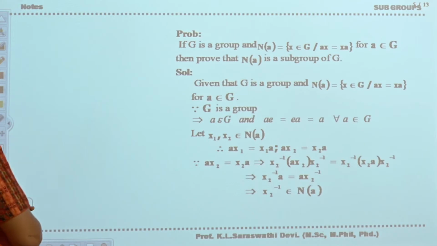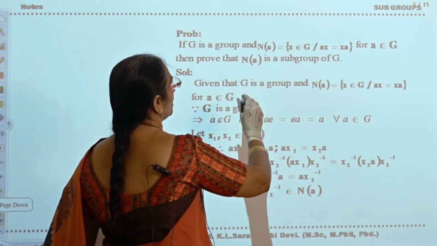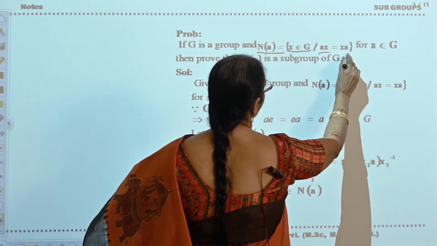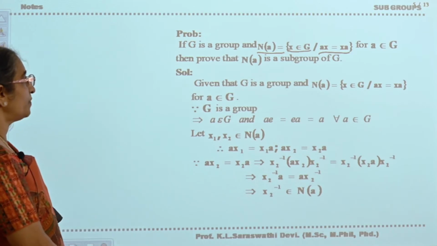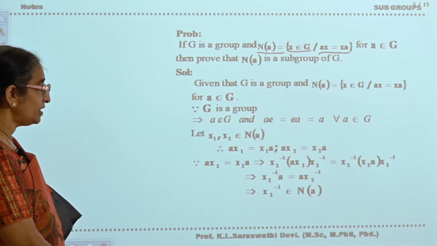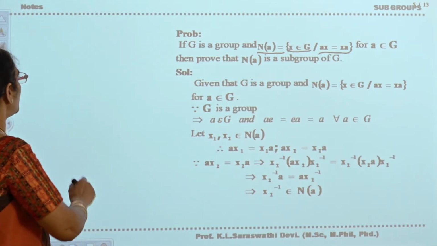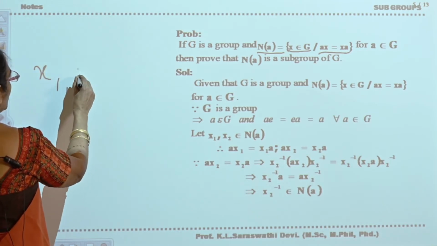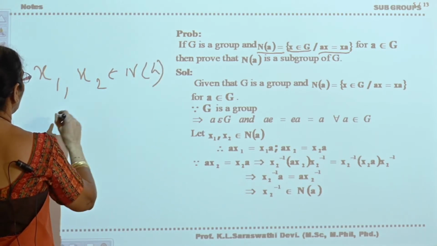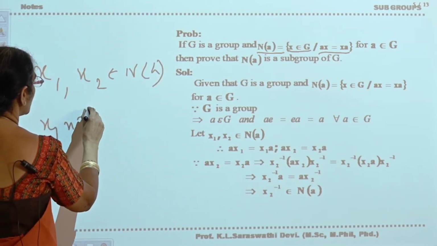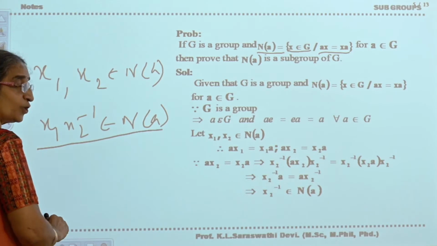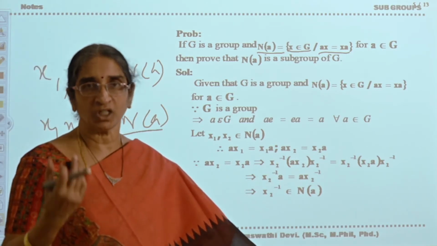Now see the next problem. If G is a group, the set N of A is defined as x belongs to G such that Ax is equal to xA for A belongs to G. Then prove that N of A is a subgroup of G. N of A is a subgroup of G means that if you take x1, x2 belongs to N of A, and x1 x2 inverse belongs to N of A, it will be the subgroup. From where did you get it? From the necessary and sufficient condition.